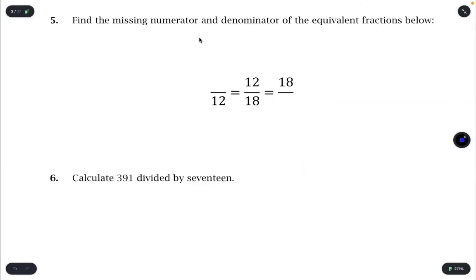5. Find the missing numerator and denominator of the equivalent fractions below.